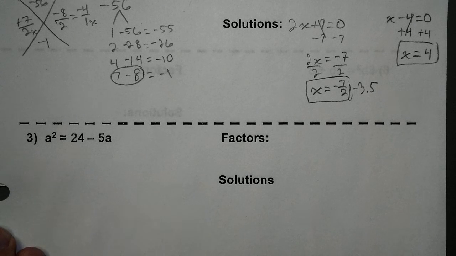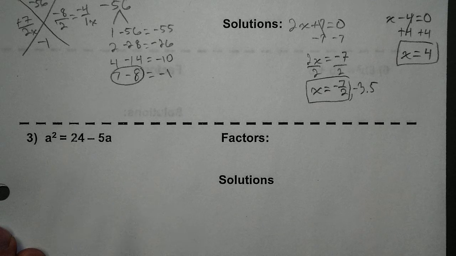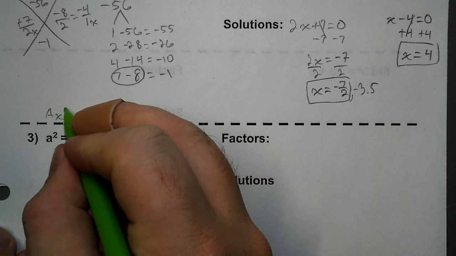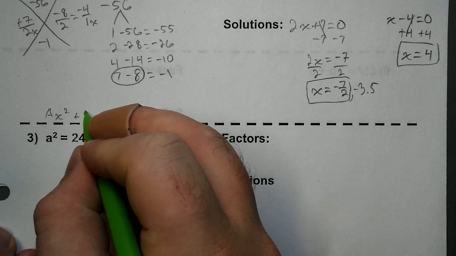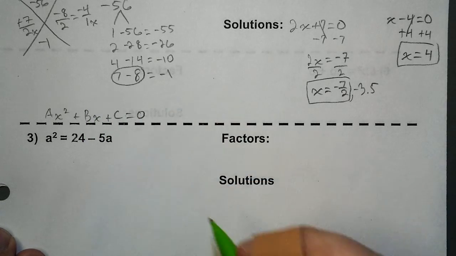All right, let's look at example 3. I see a squared equals 24 minus 5a. Is that in standard form? No, it's not, because it needs to look like this: ax squared plus bx plus c equals 0.